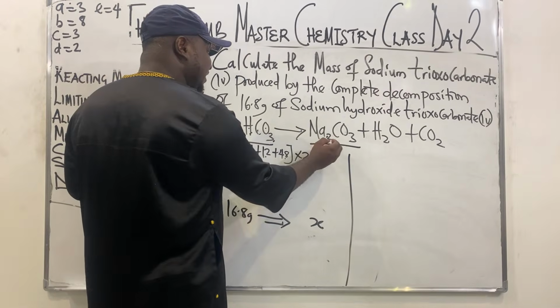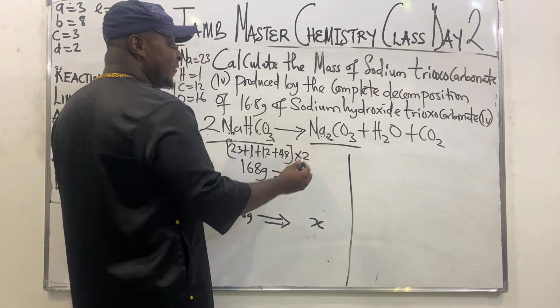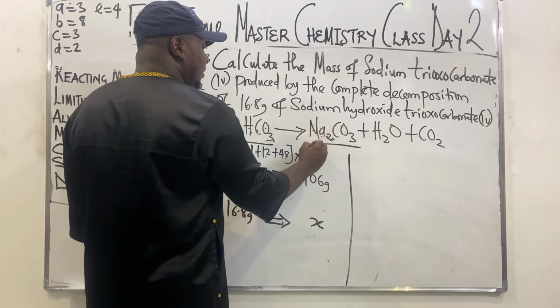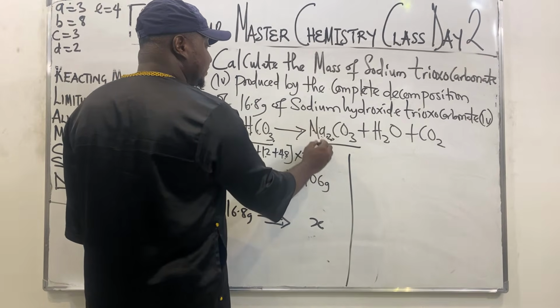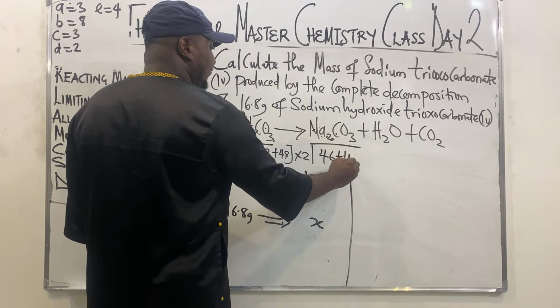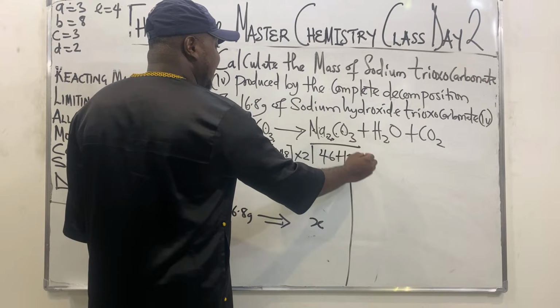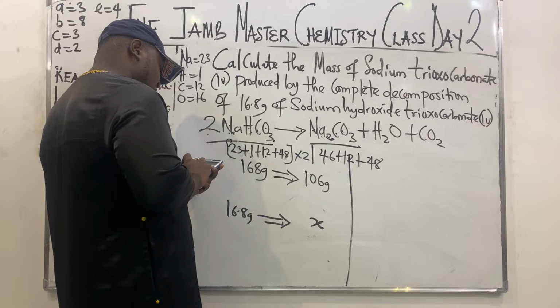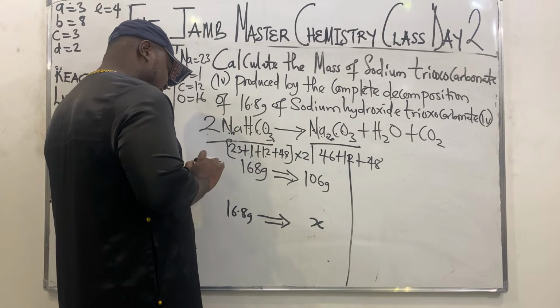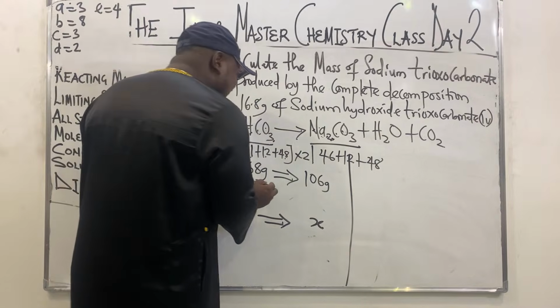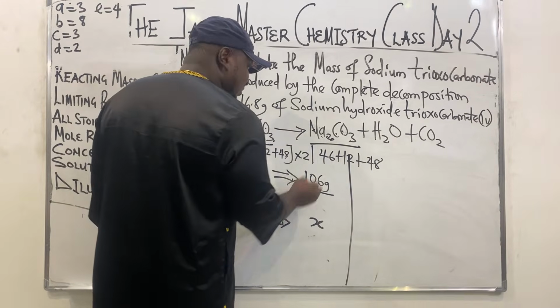Let's define the mass of this guy. Because I know him before, I know it's 106, but let's do it together. Sodium is 23 times 2, 46. Carbon is 12. Oxygen is 16 times 3, 48. So we say 46 plus 12 plus 48, yes, 106. So class, on the balanced chemical equation, 168 grams of this guy gave 106 grams of this guy.